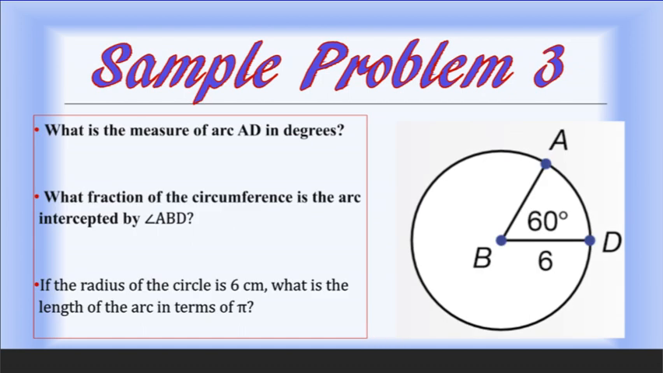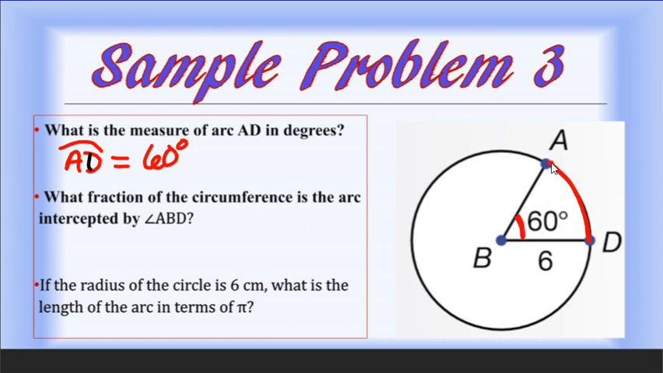Next one, what is the measure of arc AD? So we want to find out this piece in degrees. Well, if we think back to the first slide we went through, we said the central angle is the same as its arc. So if the central angle is 60, the arc of AD has to equal 60 degrees.